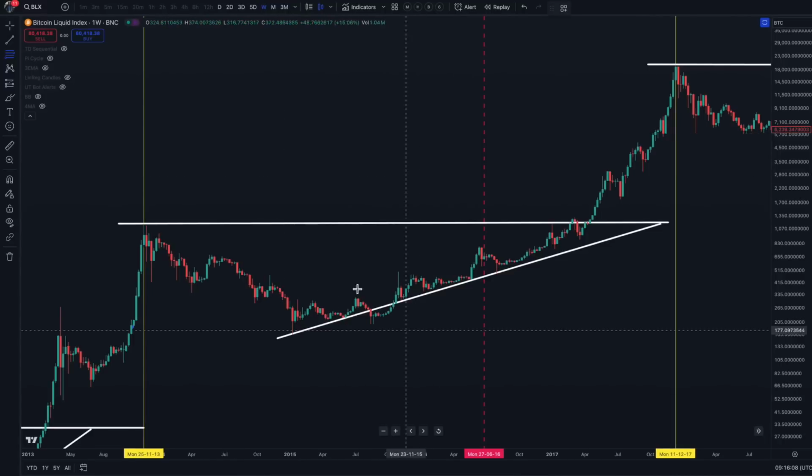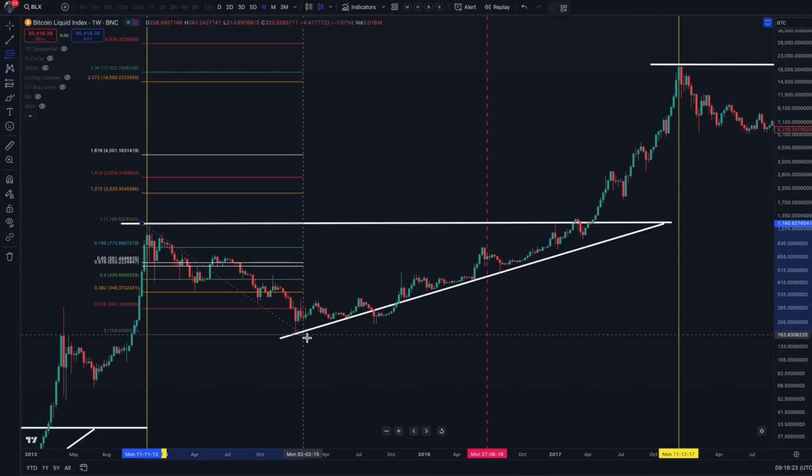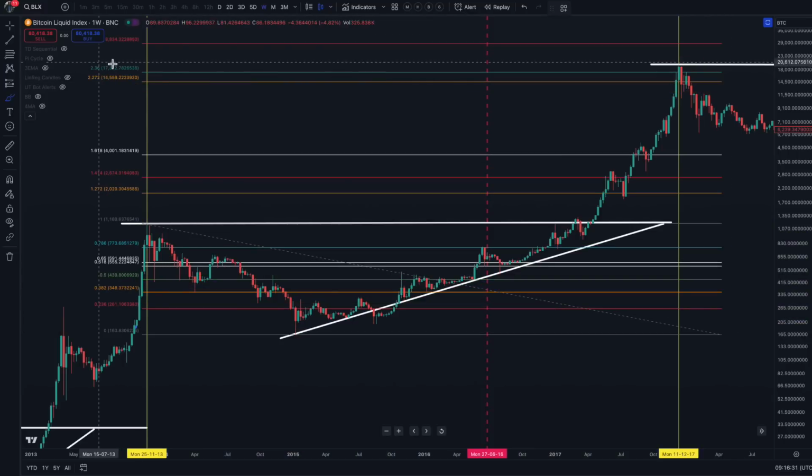If we move on to the second cycle, from the top of the previous one in November 2013 to the bottom of that bear market, this time we had the market coming all the way to the 2.36 level here. So it went higher than the previous 2.272 and it topped out just above the 2.36 at 19,800. So that's two data points we have in the past.